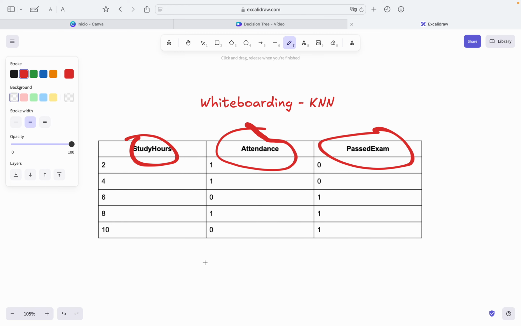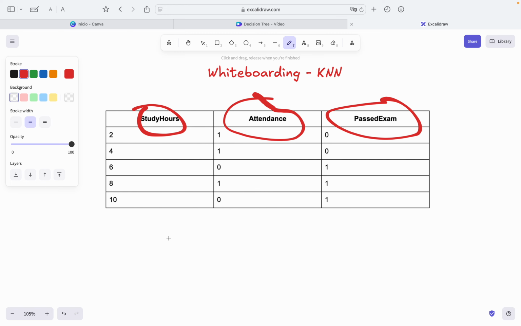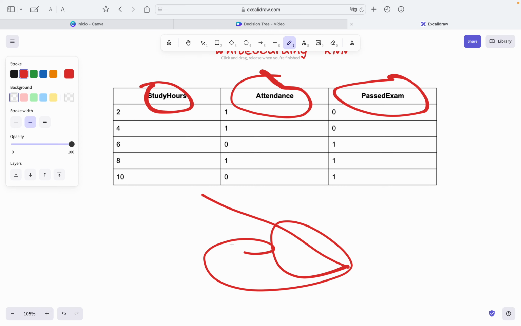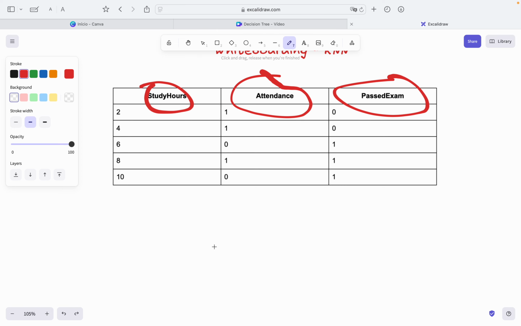Now, what is KNN? KNN stands for K nearest neighbor. It is a supervised learning algorithm used for classification. It works by defining the K closest data points or neighbors to a new input and then classifying the new input based on the majority class of those neighbors. It's a lot of words, but it's a very simple, very fun way to understand or to predict something.